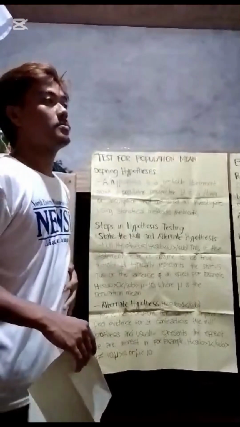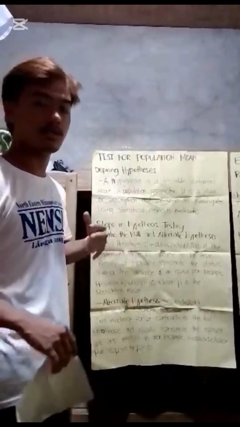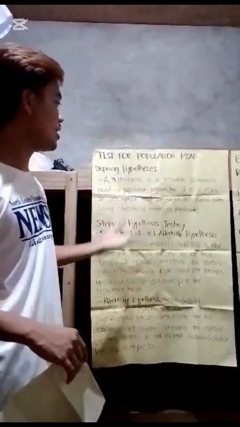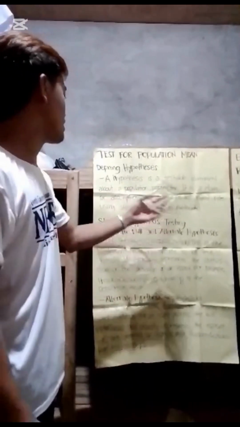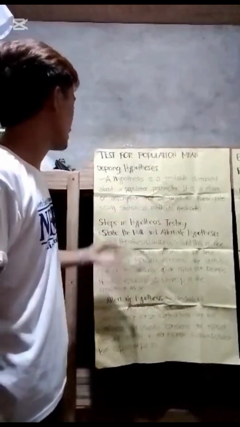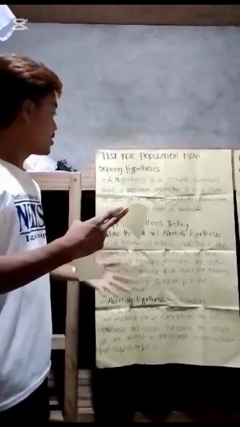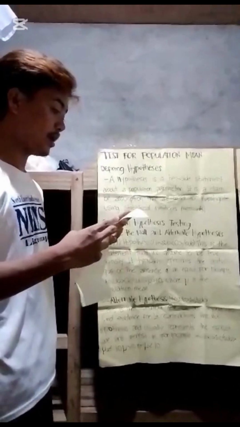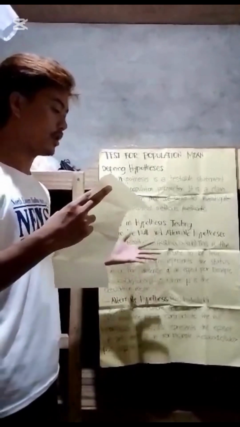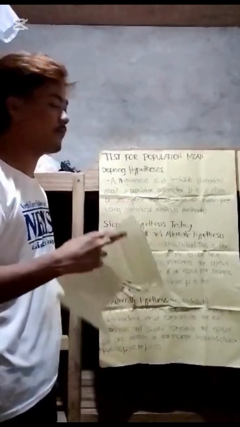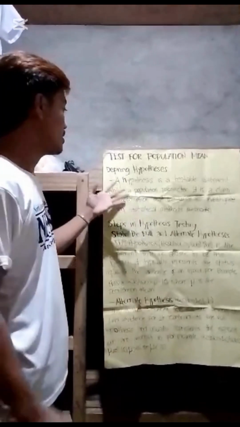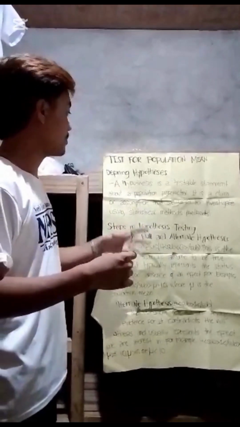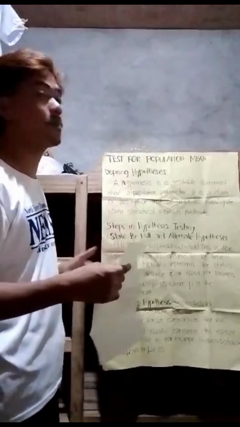My topic is defining hypothesis. A hypothesis is a testable statement about a population parameter. It is a claim or assumption that we want to investigate using statistical methods. Basically, a hypothesis is a supposition or proposed explanation made on the basis of limited evidence as a starting point for further investigation. So hypothesis means a proposed explanation.